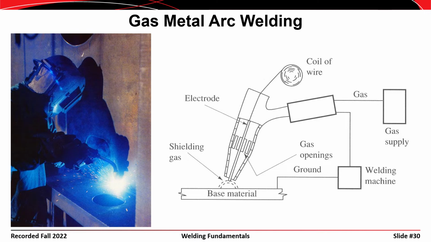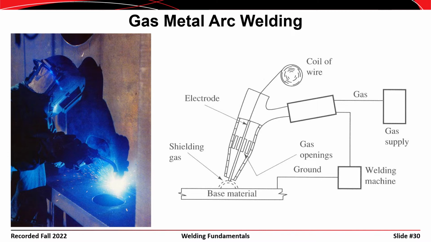So this slide depicts gas metal arc welding, and it's similar to flux core arc welding in that the electrode is a wire and it's fed through a gun. But the difference is that this wire would be solid, and the fluxing agent would be a gas that is blown out around the electrode.